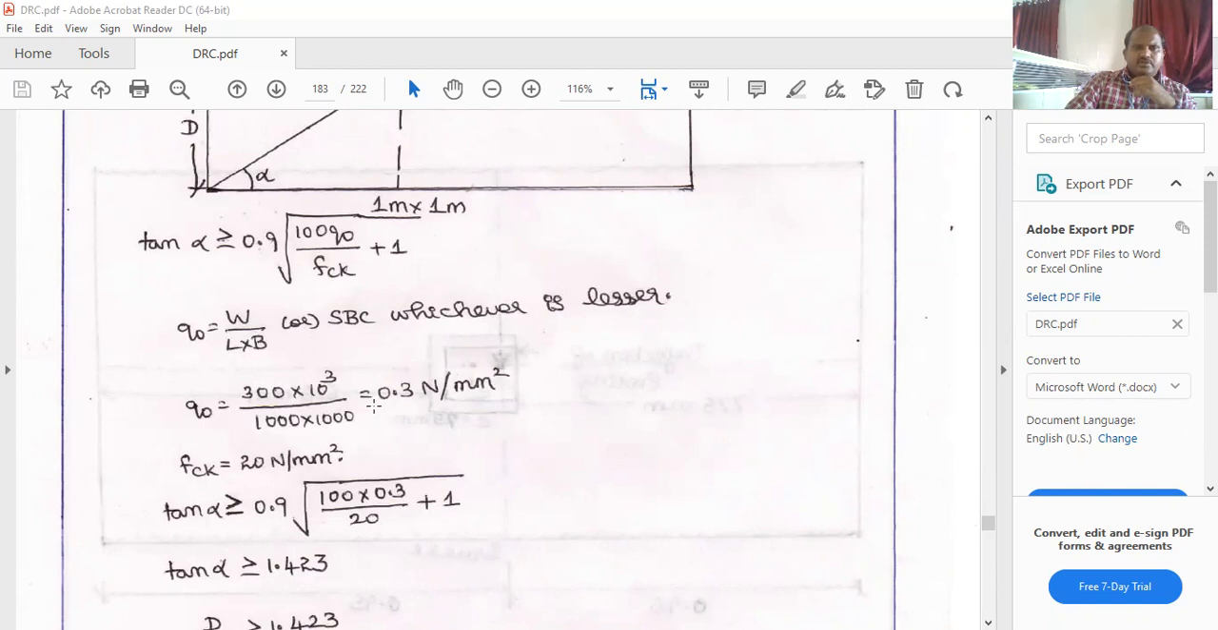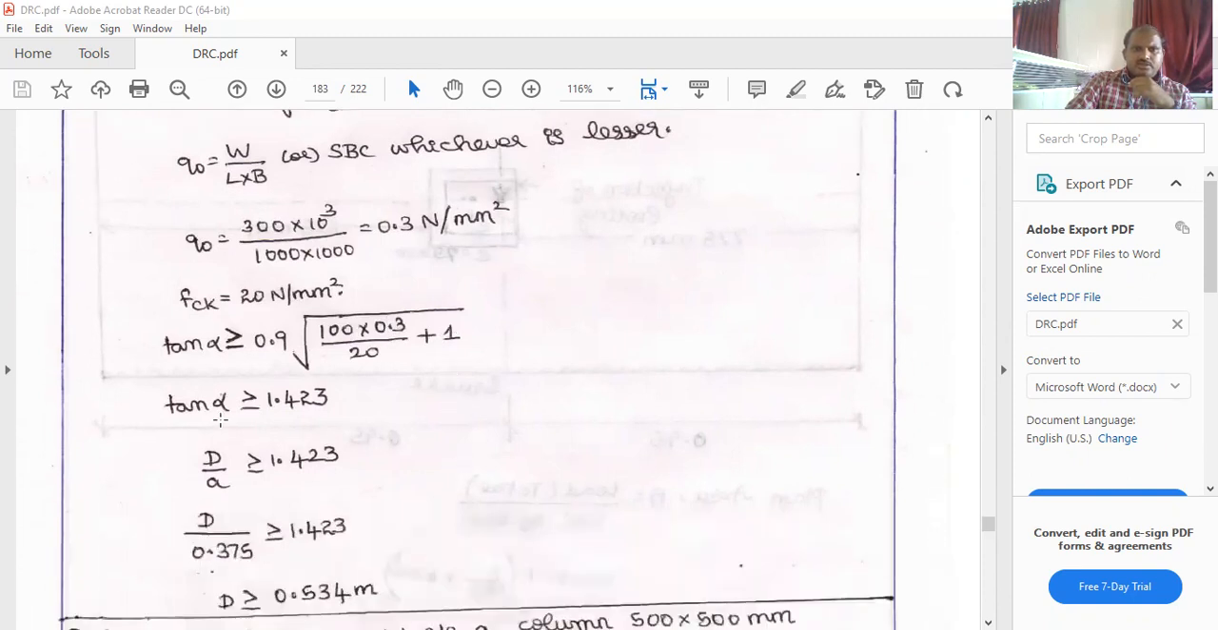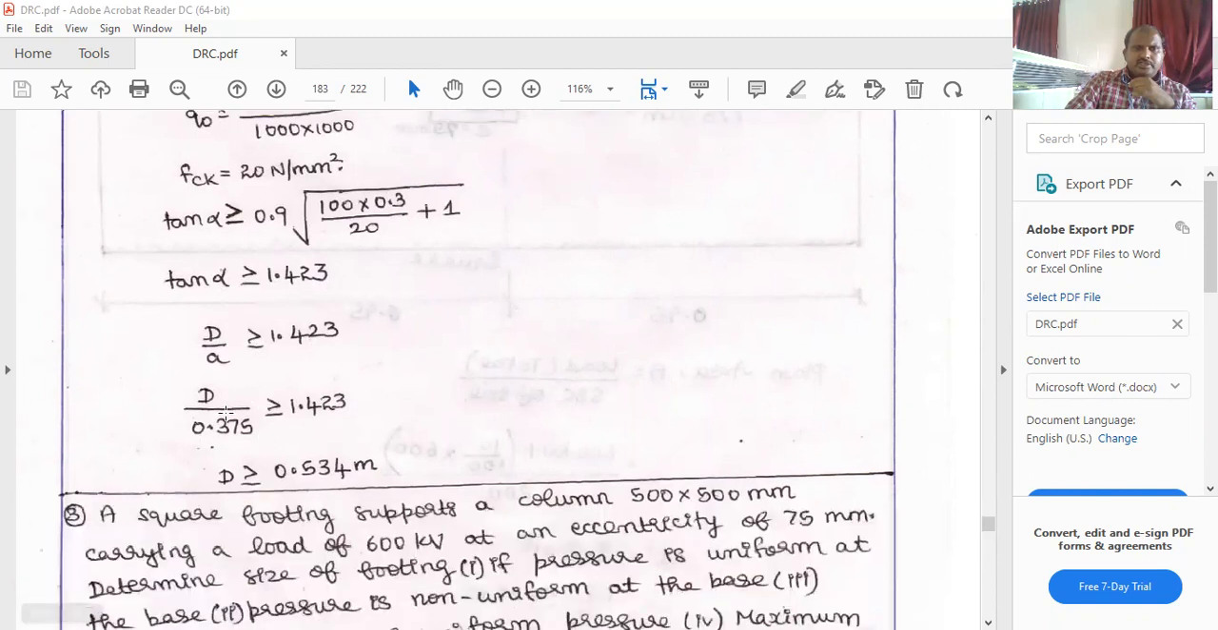So finally, Q naught equal to 0.3 Newton per mm square, and fck is 20 Newton per mm square. So finally tan alpha greater than or equal to 0.9 into 100, and the Q naught value is 0.3, and the fck is 20 plus 1, and tan alpha greater than or equal to 1.423, d by a greater than or equal to 1.423. So d divided by 0.375 greater than or equal to 1.423. So finally, d is 0.534 meter.